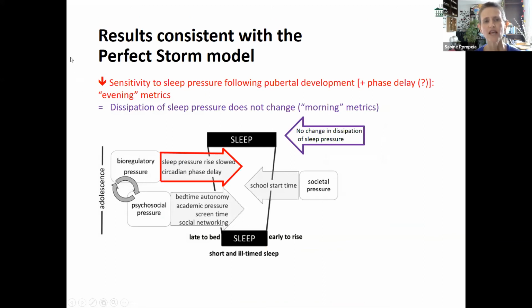So our results confirm the perfect storm model. They seem to show that there is a decrease in sensitivity to sleep pressure following pubertal development, and possibly a phase delay also. And there seems to be very little change in dissipation of sleep pressure, because when we inquired about how teenagers felt in the morning, there was very, very little change throughout different stages of puberty or ages.